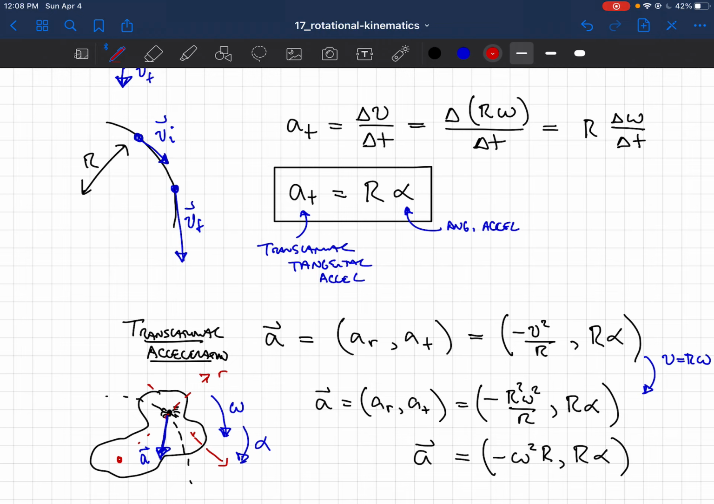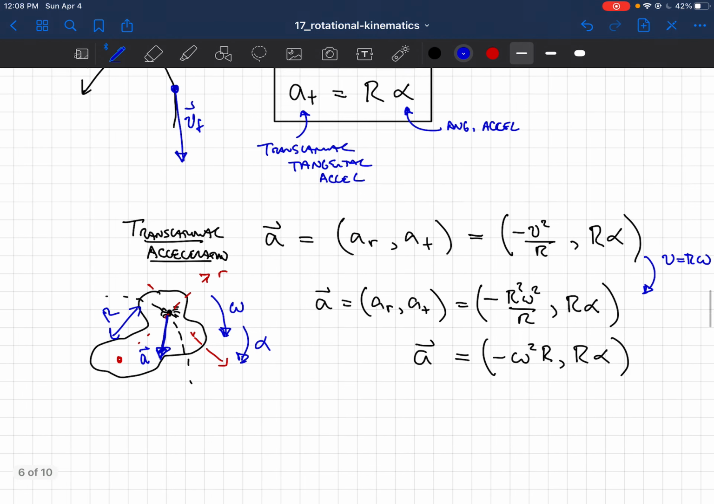And it will have a positive tangential component because alpha is positive, because it's accelerating as it rotates. So we've compared now the translational motion of a point on an object to the rotational motion of that object as a whole. If you know how a rigid object is rotating, then you can figure out the translational motion of any point on that object just by using the distance to the axis. And that distance to the axis is what we're calling r, the radius here.